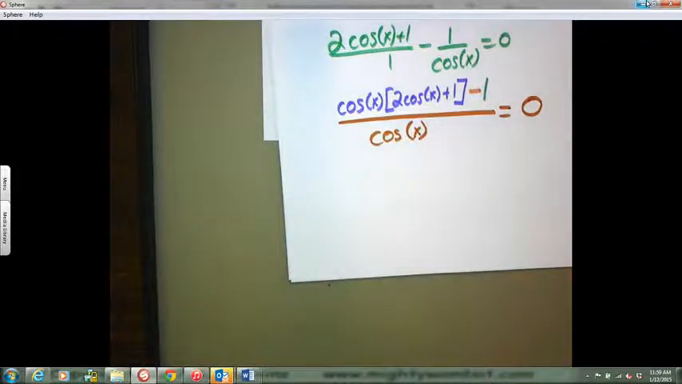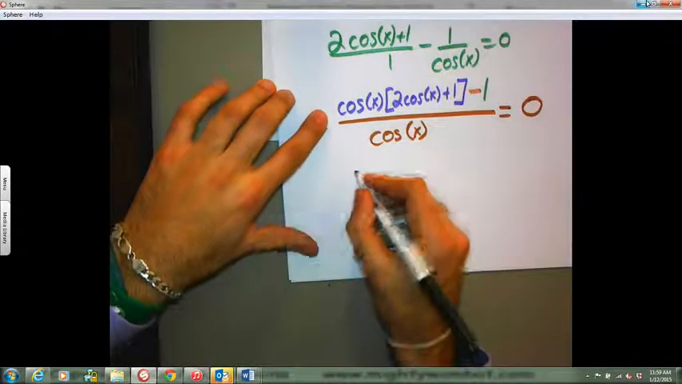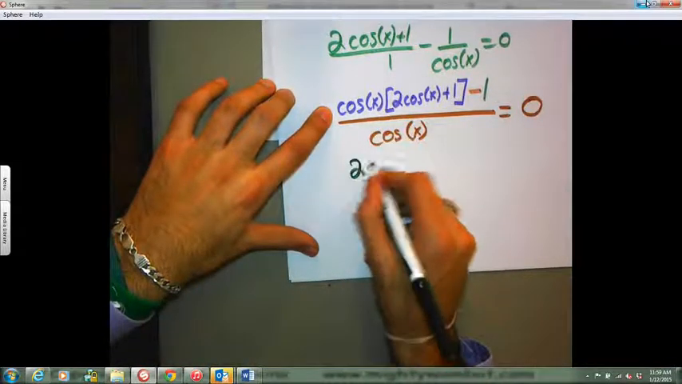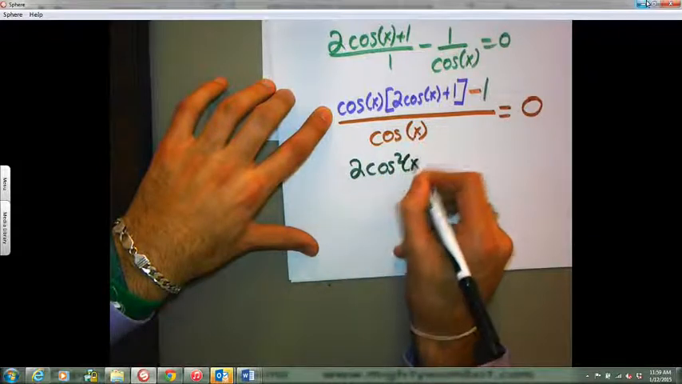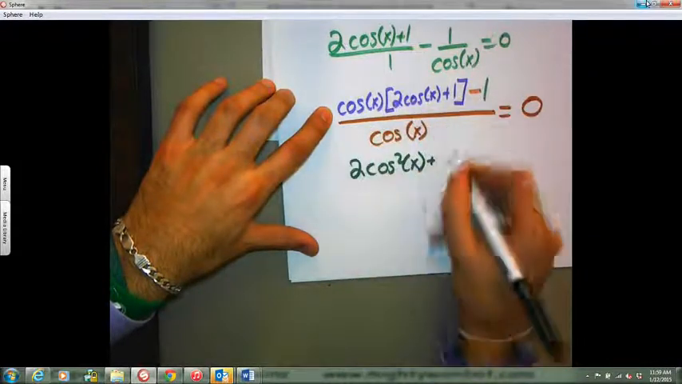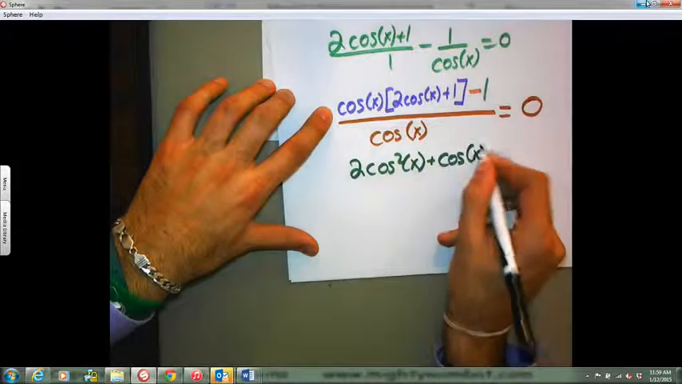Any questions on the trick? Now go ahead and distribute this, so you get what? Cosine of x times 2 cosine of x is 2 cosine squared x. Cosine x times 1 is cosine x. Minus 1 is of course still there. All divided by cosine of x.